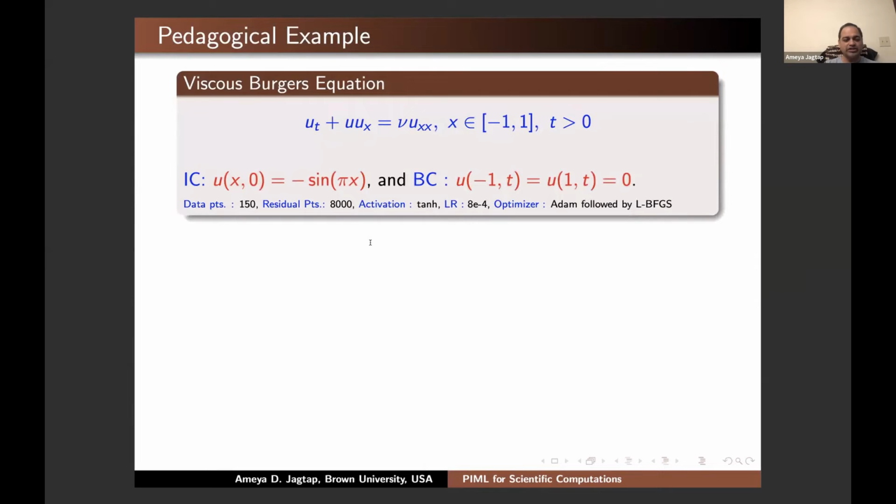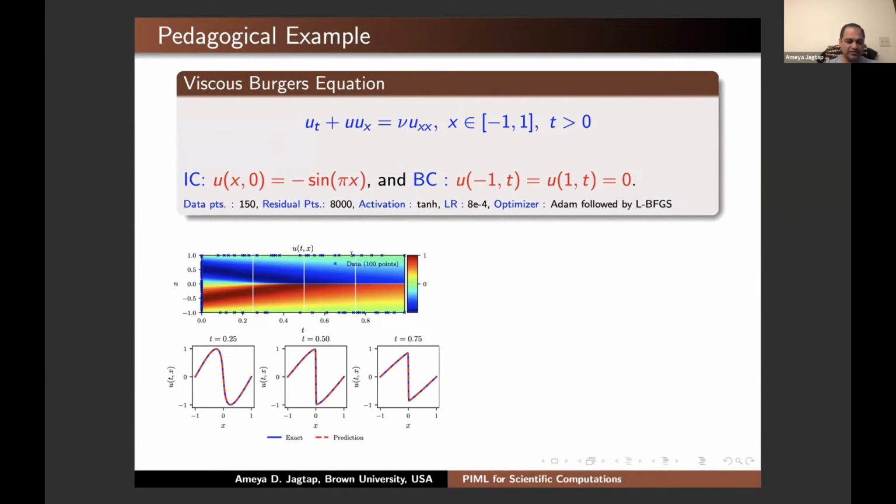Okay, look at this pedagogical example here. Again, I'm just using the viscous Burgers equation. My x domain is from -1 to 1, and my initial condition is just a sine wave here, and my boundary conditions are 0 here. So that's the x-t domain here, and here is the exact versus predicted comparison, the prediction by the neural network, and you can see that it actually gives quite accurate results. So these are the 3 lines. You can see it here, the white lines, where we are comparing the exact versus predicted values.